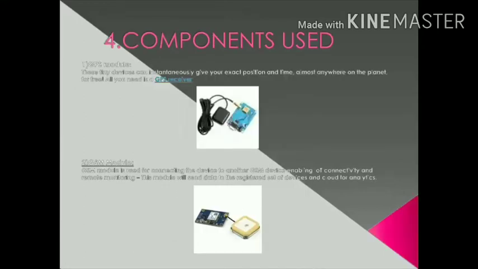And coming to the components. The first component is the GPS module. These tiny devices can instantaneously give your exact position and time almost anywhere on the planet for free. All that you need is a GPS receiver. That's it.